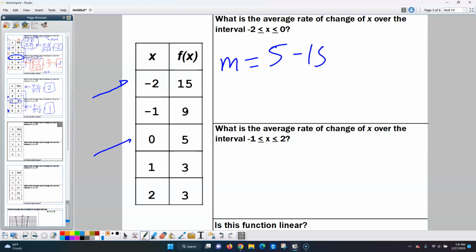5 minus 15 over 0 minus -2. I always have students who say, well, I did 15 minus 5 and -2 minus 0, and I got the same answer. Yes, you did, and that's fine. You can start with the other point as your x1, y1, and the other one can be x2, y2. That's fine, as long as you go the same direction.